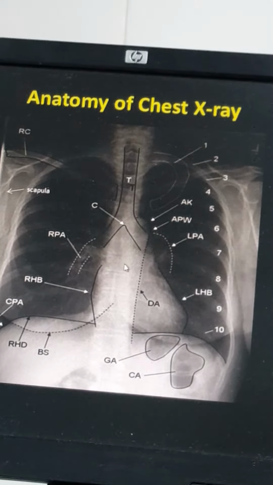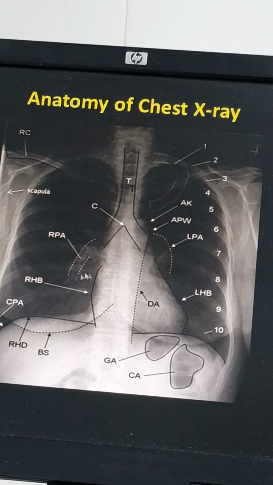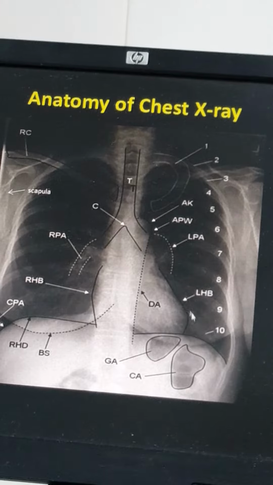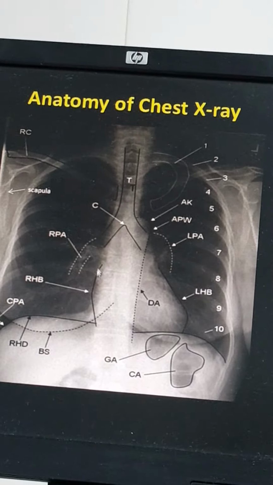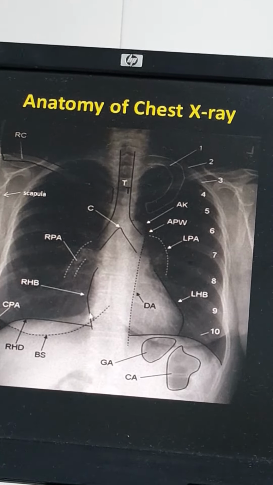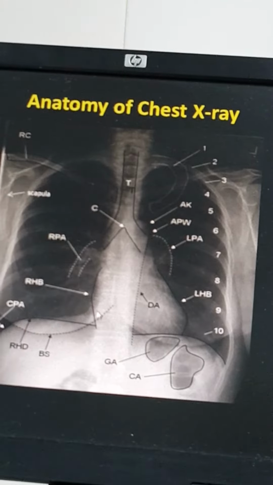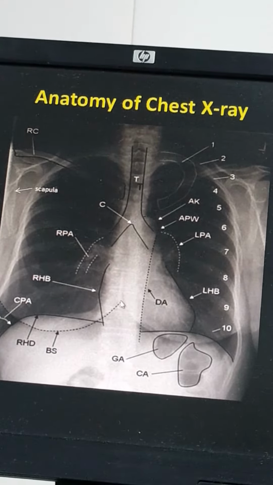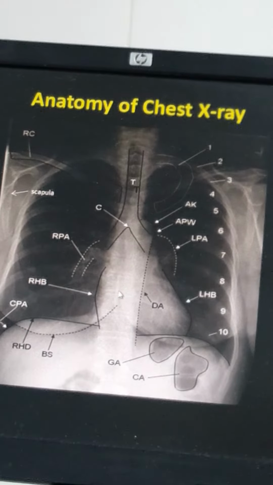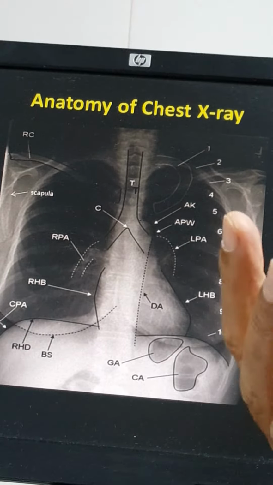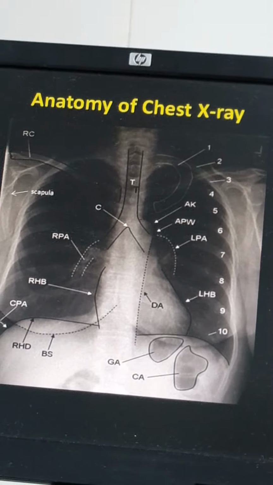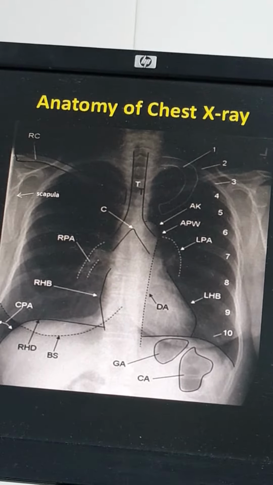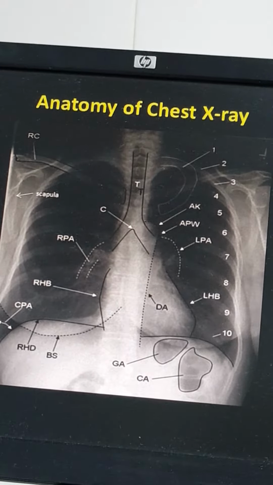Next comes the heart, and we have a right heart border and a left heart border. Now the right heart border is made up of what? The right atrium. Very good. It's made up of the right atrium because the right ventricle lies anteriorly. That's why whenever there is a right ventricle enlargement, you do a parasternal heave, and it will be positive because the right ventricle enlarges and it pushes your hand anteriorly.